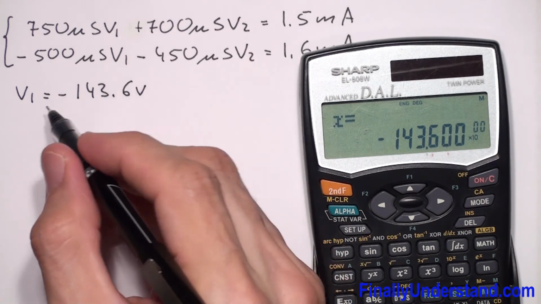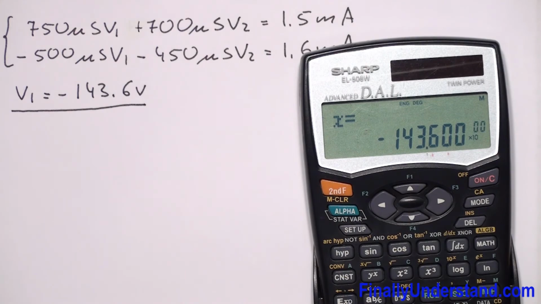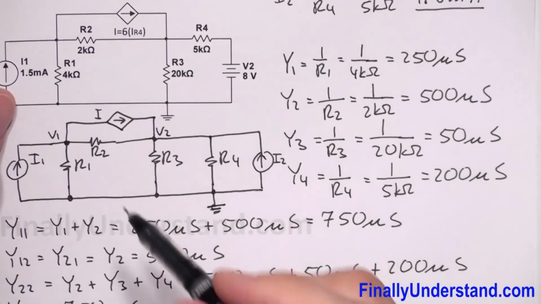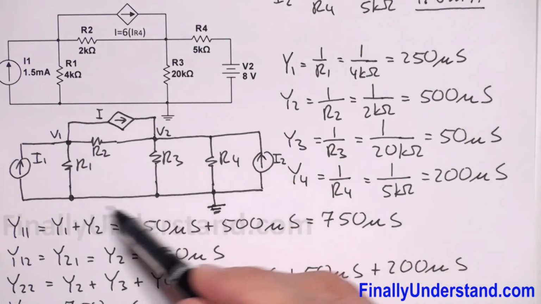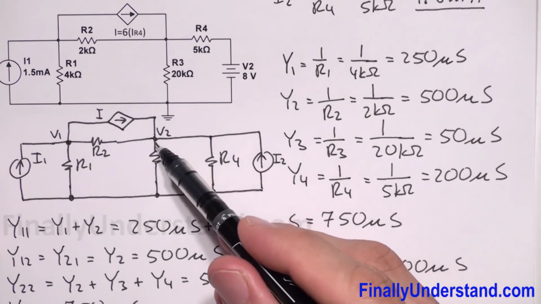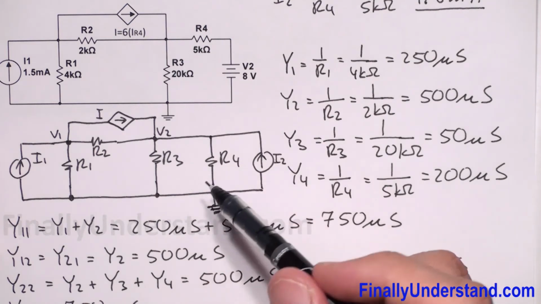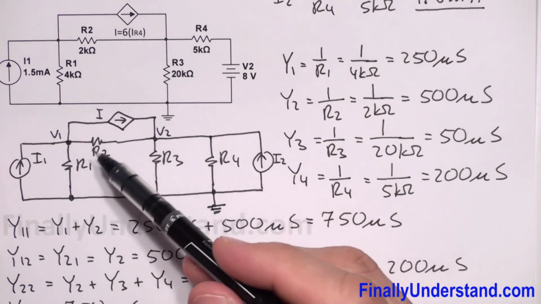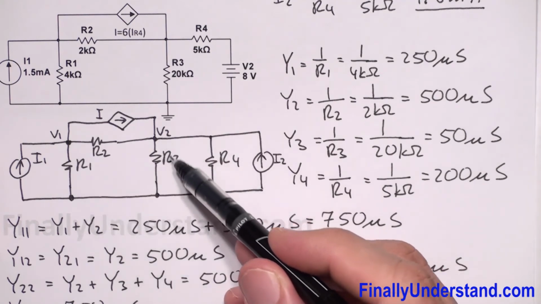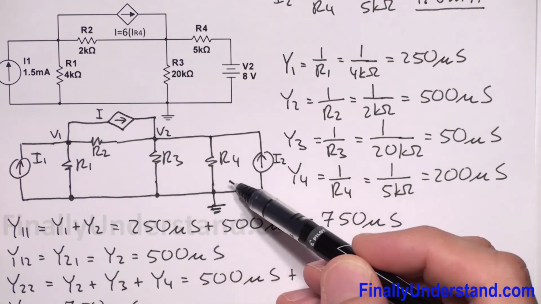Okay, so my voltage V1 is equal to negative 143.6 volts. Okay, so this is my V1. This is the voltage between node 1 and ground. Now I'm going to look for voltage V2, which is the voltage between this node and ground. Please notice that V1 is the voltage also across the resistor R1, and V2 is the voltage across resistor R3 and the voltage across resistor R4.